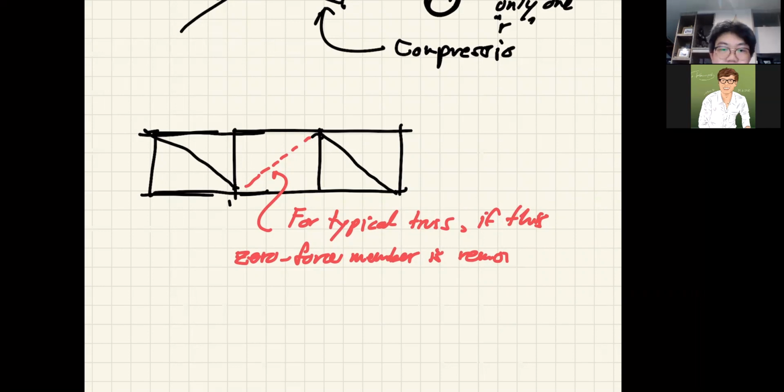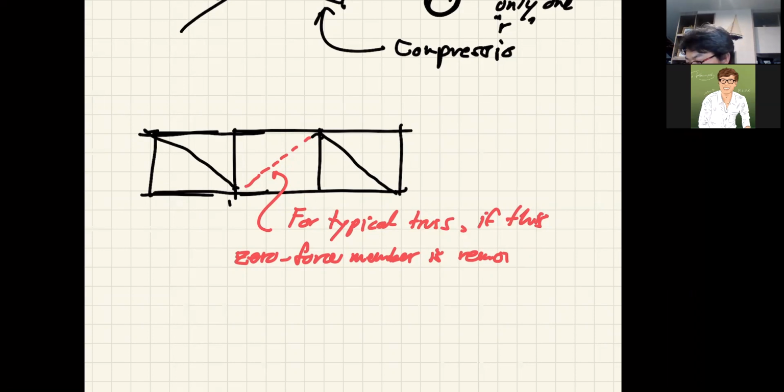So in the real world, sometimes the architects or somebody else, the mechanical engineers, would ask for your favor to remove such a member. And sometimes it doesn't even have to be a zero force member. So let's say if a member is removed like that, can we have a truss that looks like this? Can we? Of course we can.